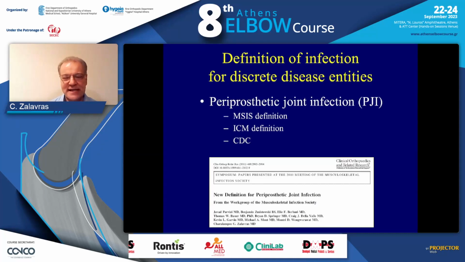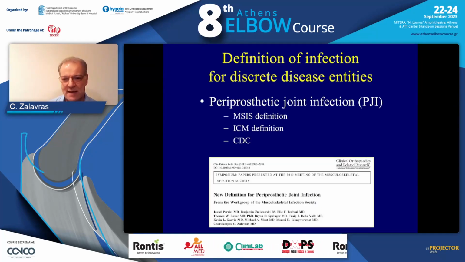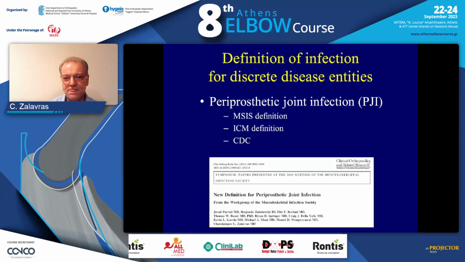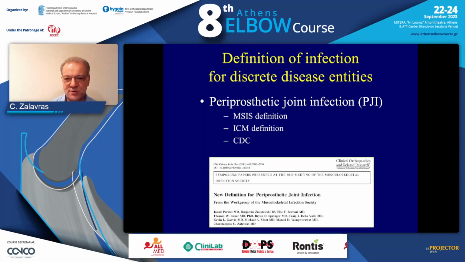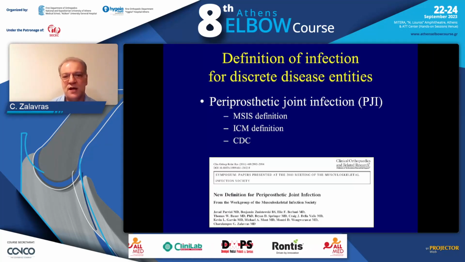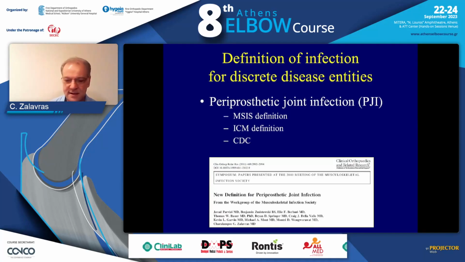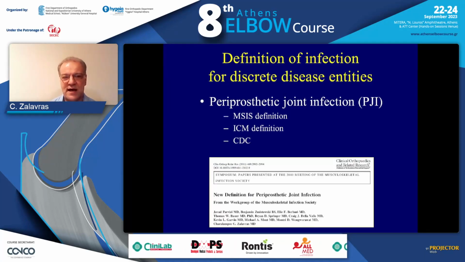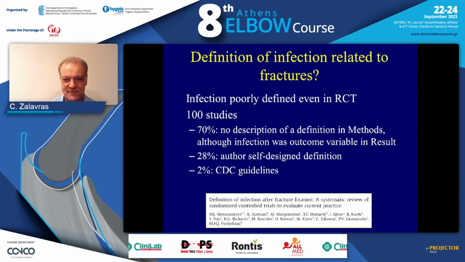For infections in discrete anatomic areas or in specific situations, for example, after joint arthroplasty, we have specific criteria. For example, with periprosthetic joint infection, we created initially the MSIS definition back in 2011, which has been modified since. However, for fractures, until recently, we did not have a similar definition.